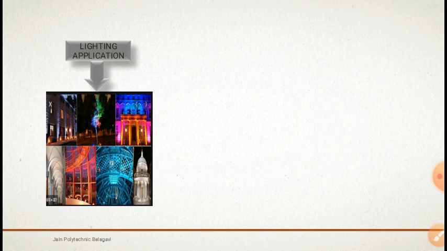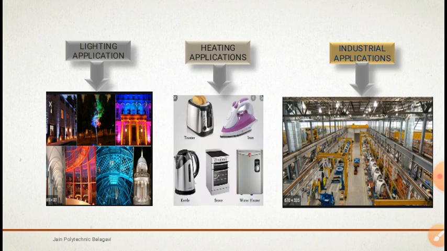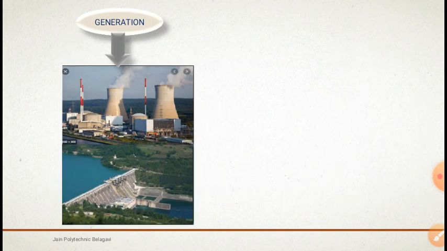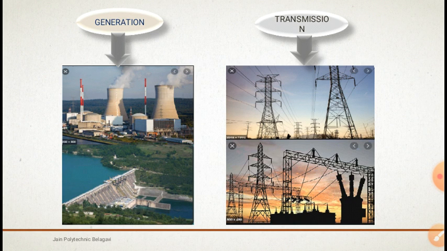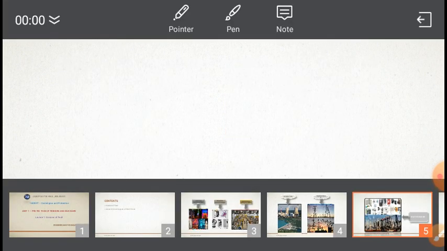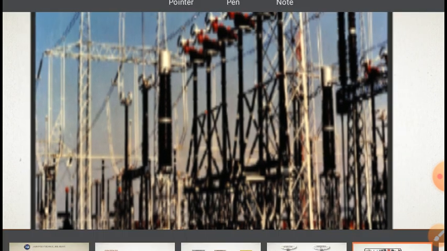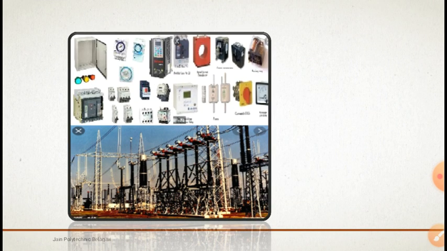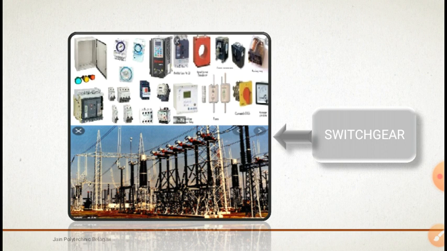Modern civilization needs energy, mainly for lighting applications, heating applications and industrial applications. These days, power generation and transmission have become very important for everyday life. A power system comprises a number of costly equipments and complicated networks. So it is desired to protect them and to ensure the maximum continuity of the supply. This can be achieved by the apparatus called switchgear.